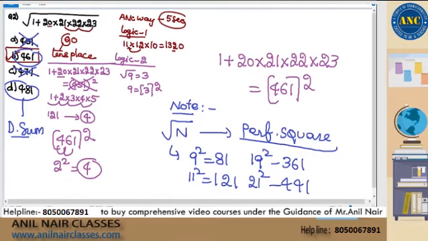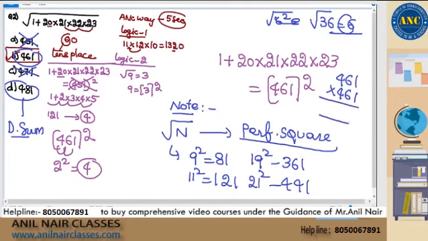Muthu and Mayur, root of 36 is 6, beta. Right? So you try to do 461 into 461. You will come to know what is the logic. Right? Explain.